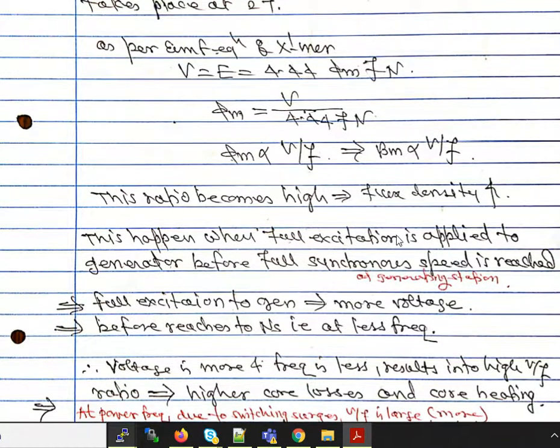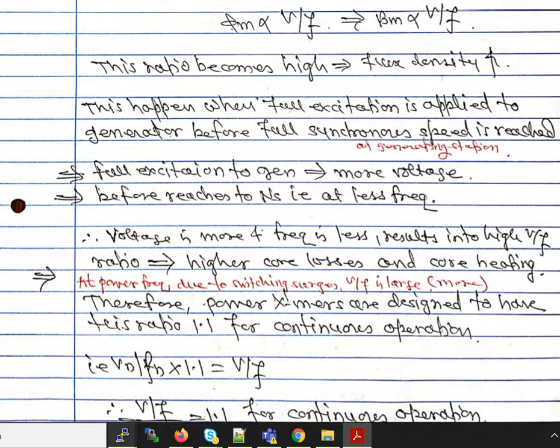Now what are the reasons for overfluxing? This happens at generating stations if the full excitation is applied to the generator before it reaches synchronous speed. As the full excitation is provided to the generator, it generates more voltage, and as it does not reach synchronous speed, the frequency is less. That is, the voltage is more and the frequency is less. It results in a high V by F ratio, and with a high V by F ratio, higher core losses and core heating take place.